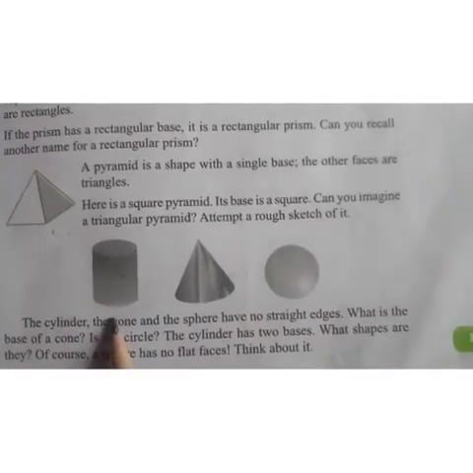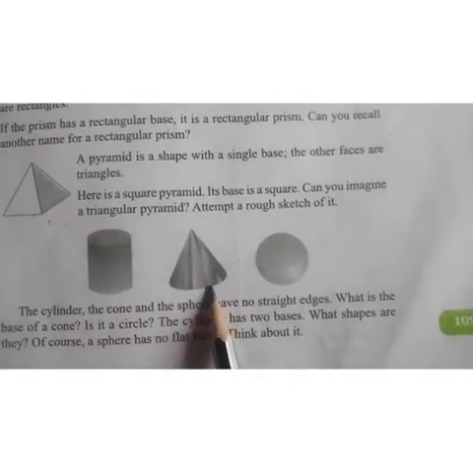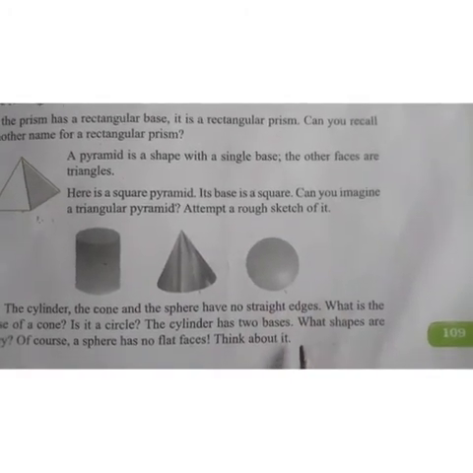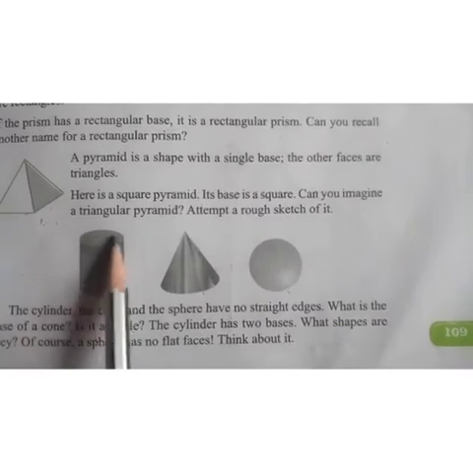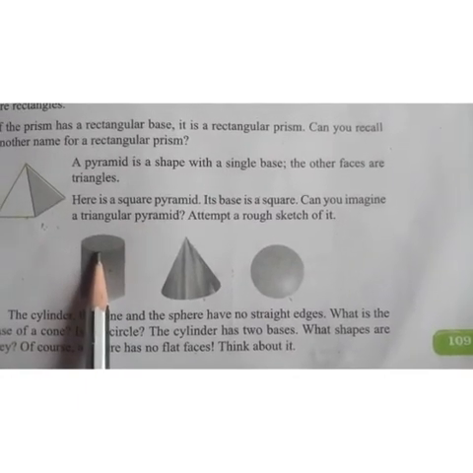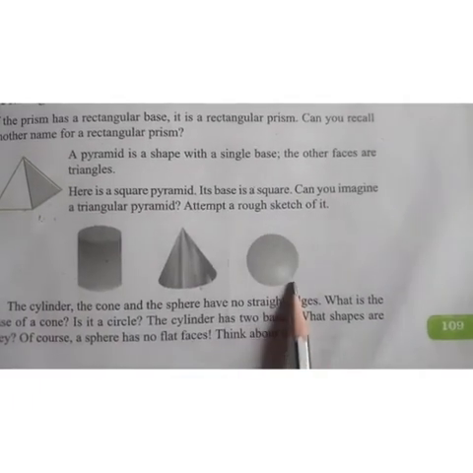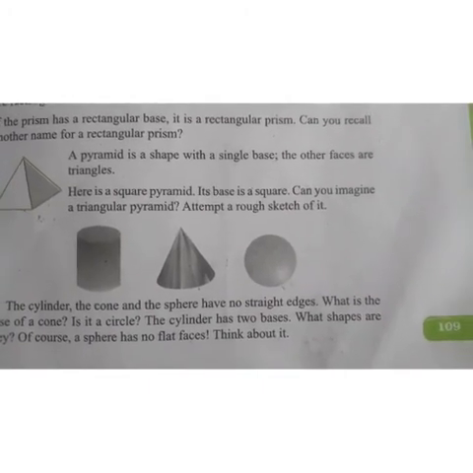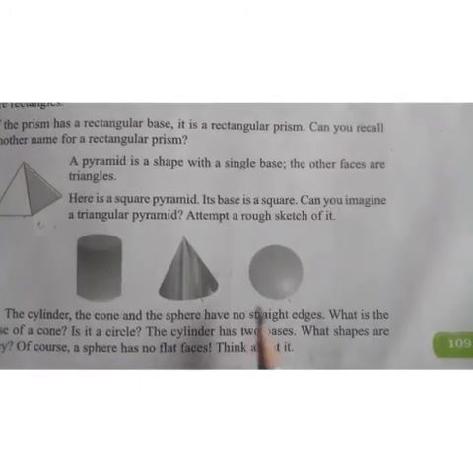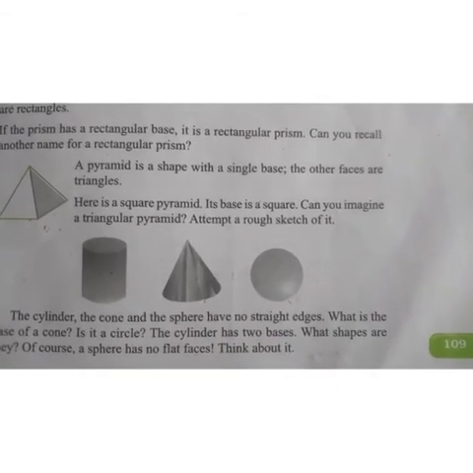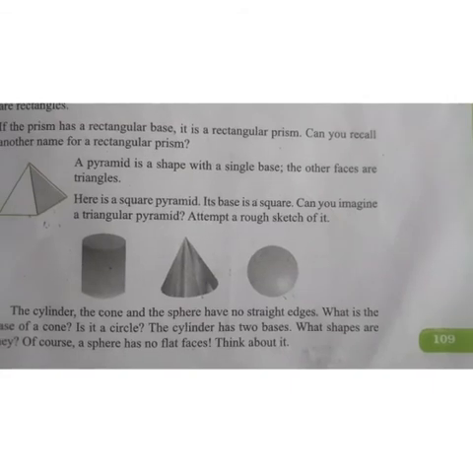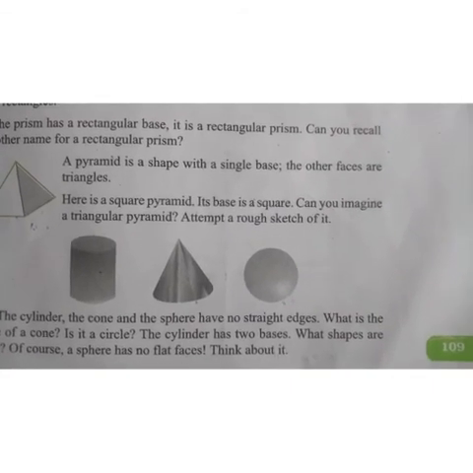Now next is the cylinder. Similarly we have a cone and also a sphere. Here we don't have any line segments. Here we have a circular base, isn't it? Here we have no flat faces or anything, isn't it? Whereas in the cone, again we don't have any particular line segments and edges.